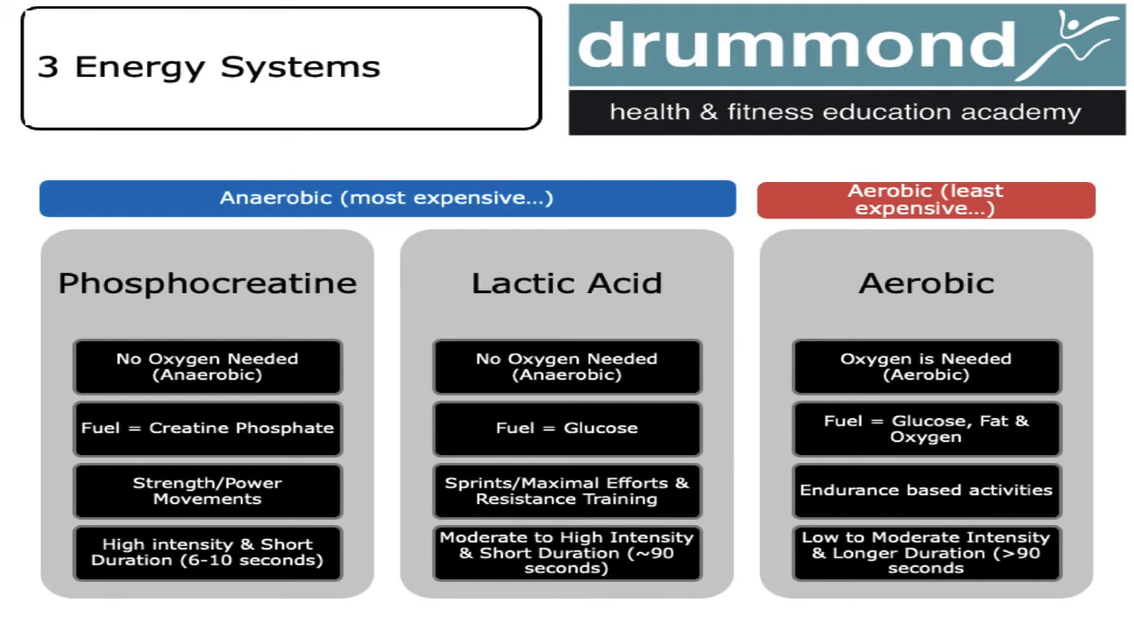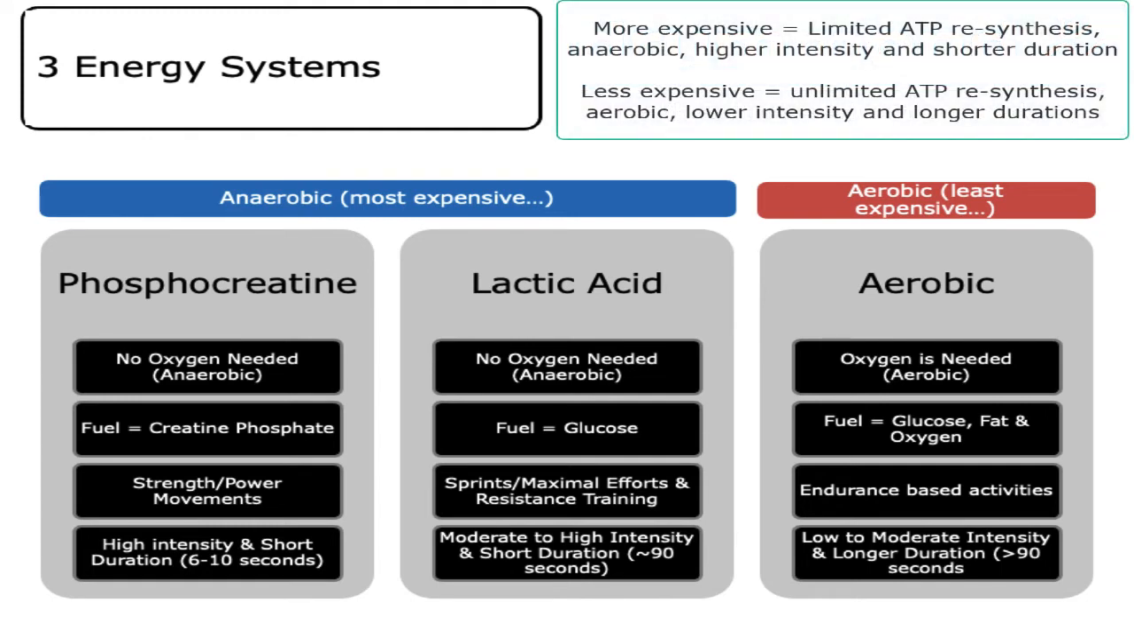The phosphocreatine and lactic acid-based activities are known as anaerobic, which means they're going to be slightly more expensive when it comes to resynthesizing ATP. Whereas aerobic exercises are going to be least expensive, meaning that you can continually produce this for a much longer period of time.